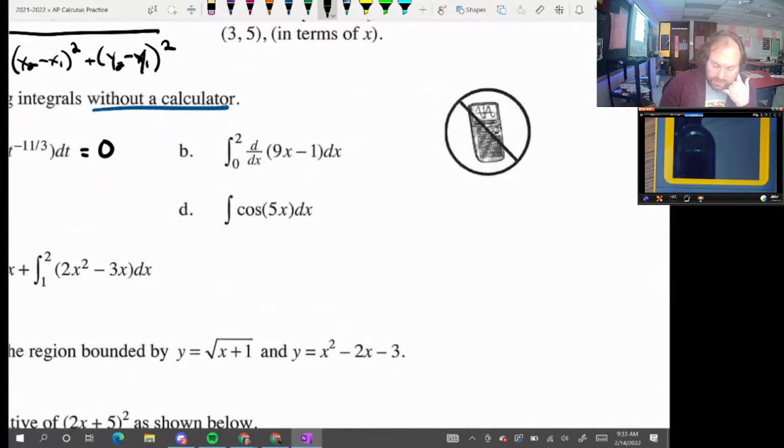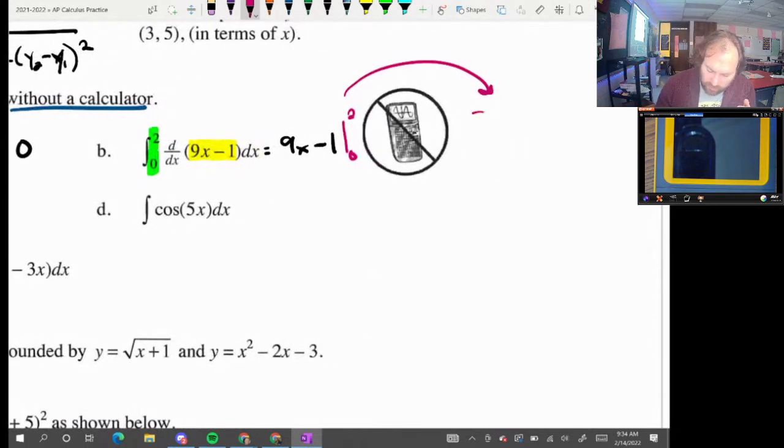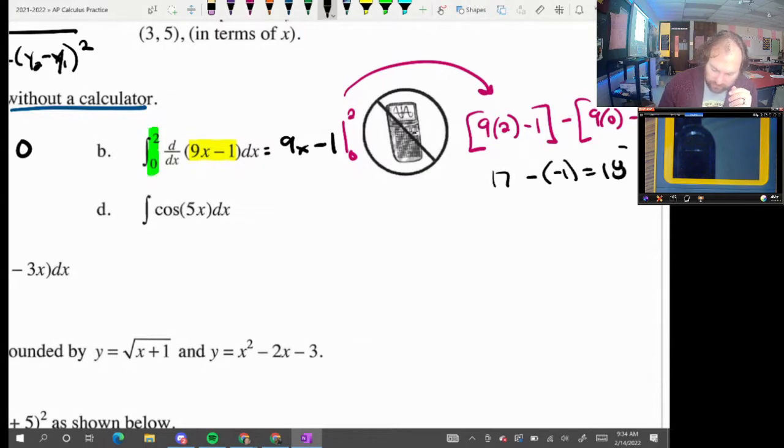So what's going on here? We're going to take the integral of the derivative of 9x minus 1. So really we're asking, what's the antiderivative of the derivative of 9x minus 1? And the answer is that it's 9x minus 1. That's it. However, since this is a definite integral, we are going to evaluate it from 2 to 0, because they also have instructions on how they want us to evaluate it. You'll notice I did not put a plus C down because it's not an indefinite integral. So we're looking for 9 times 2 minus 1, minus 9 times 0 minus 1. So it's going to be 17 minus -1, which is 18, and that's the answer to that question.